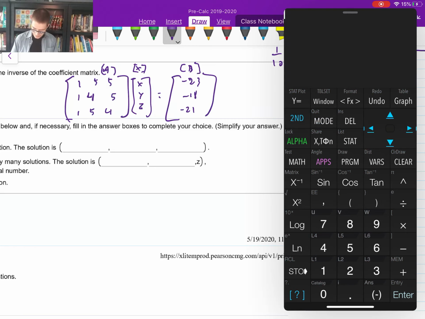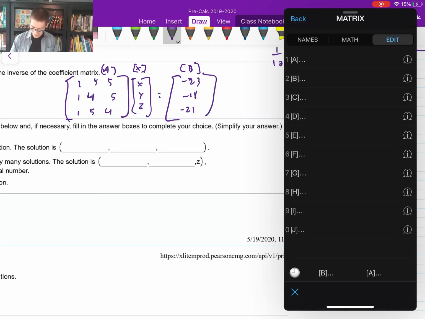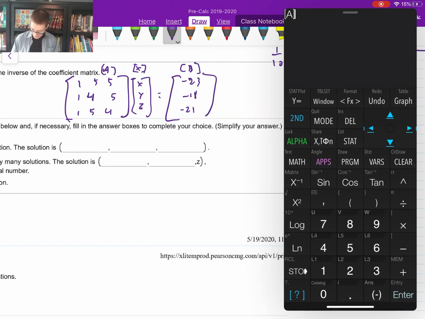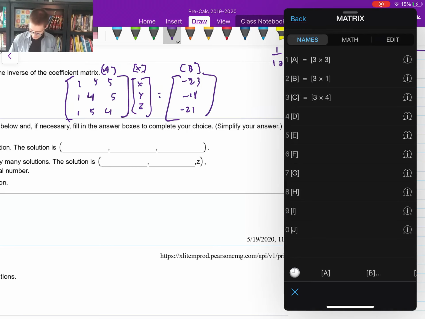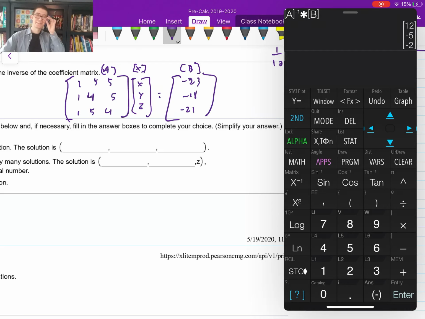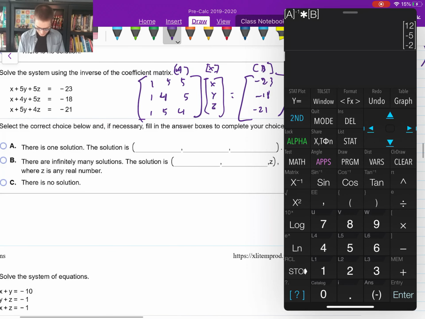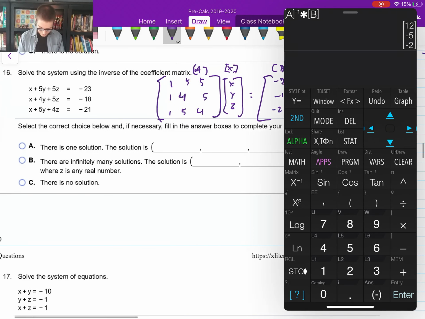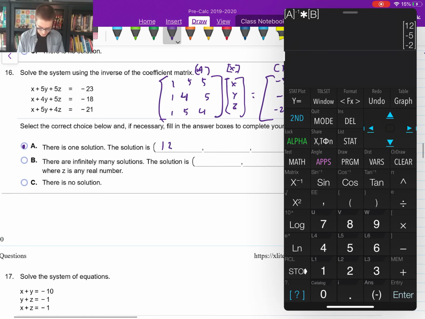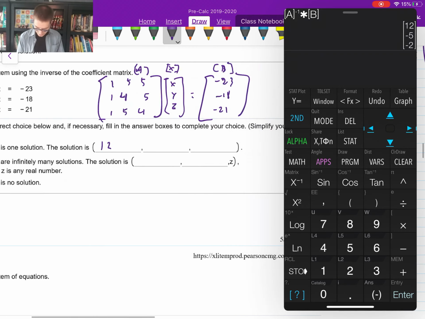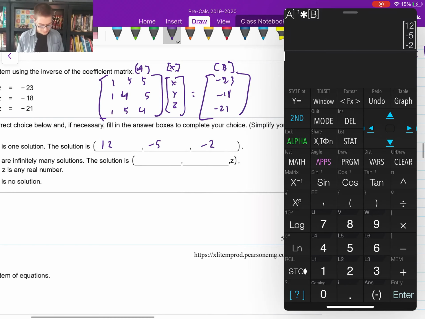Now the rule is if we multiply a matrix A, go back to names in A, multiply the inverse of matrix A times matrix B, that should get us our answer. And there it does. Negative 12, negative 5, and negative 2. That is our answer. That's all there is to it.